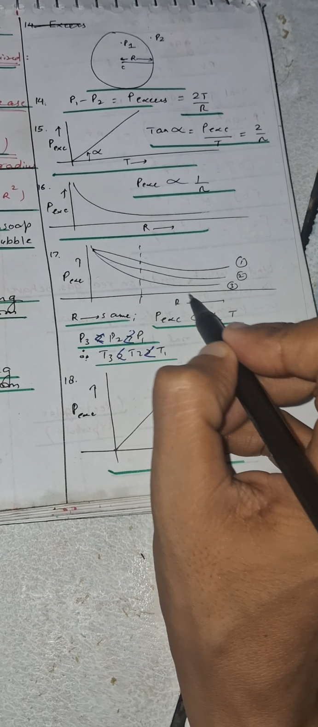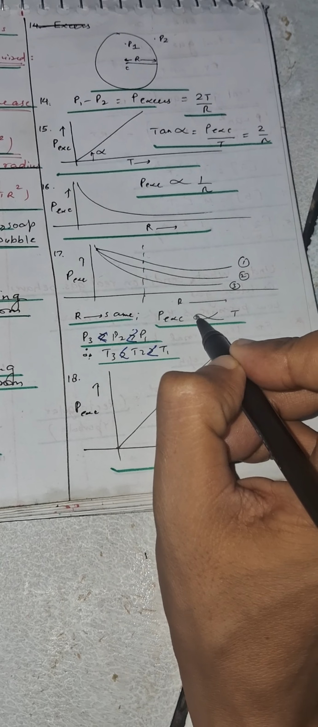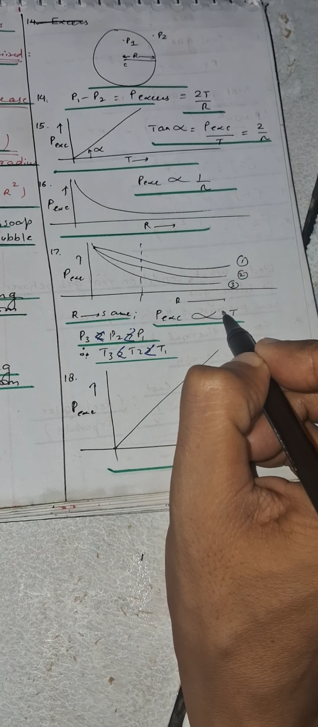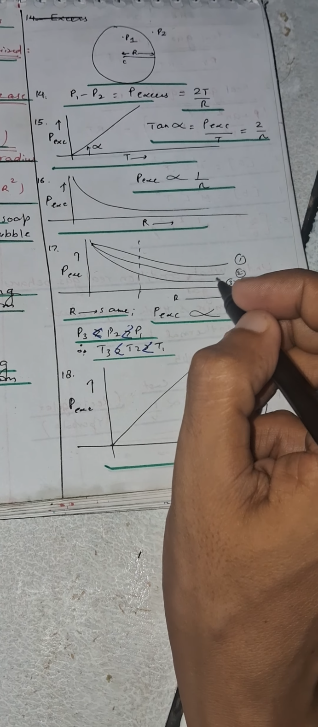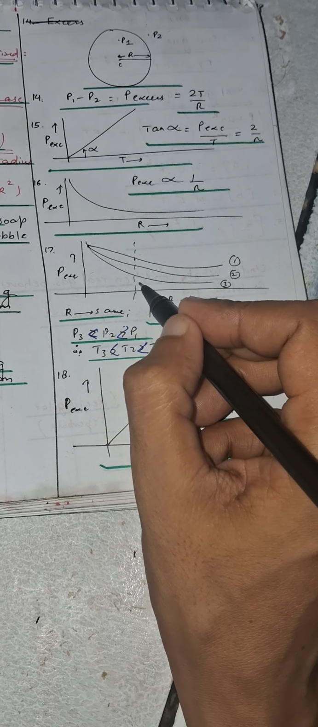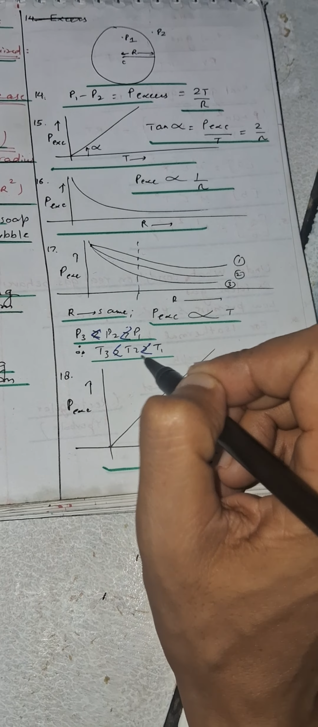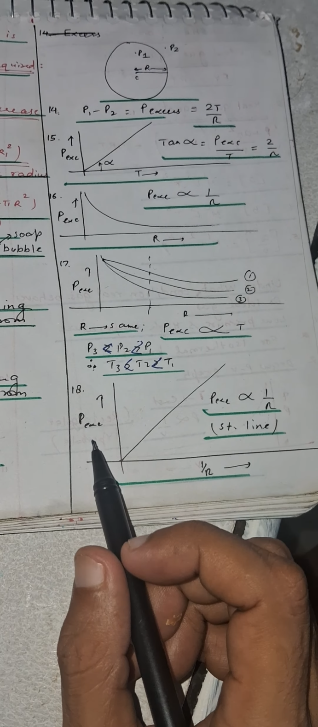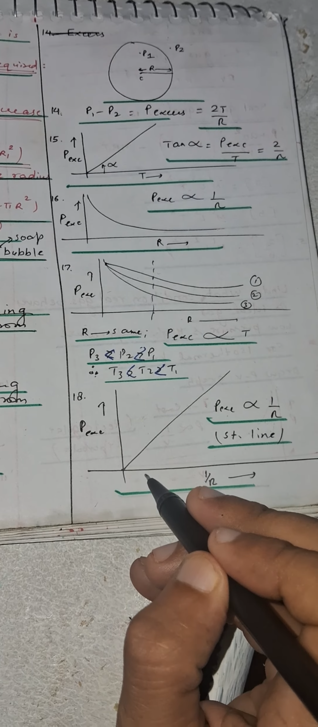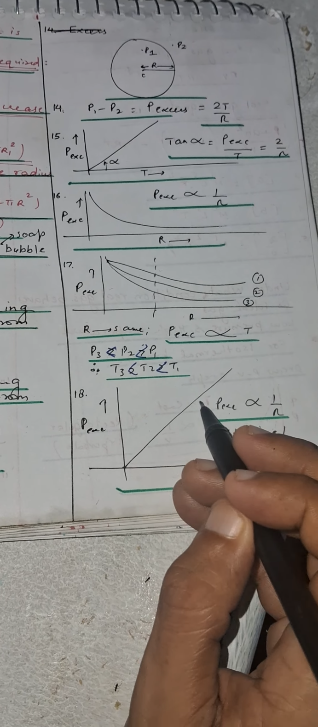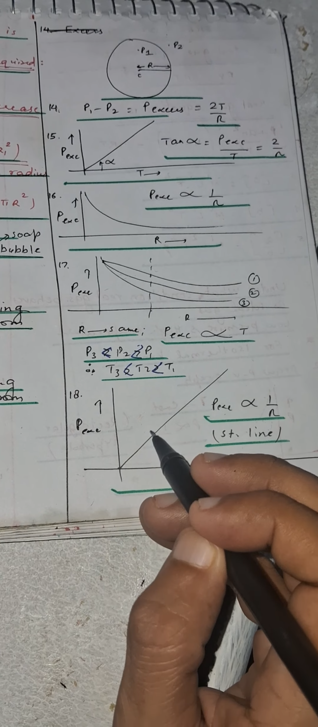Then if we have three different graphs like this, we can see that P excess is proportional to the surface tension. So from the graph we can analyze that P3 is less than P2, less than P1. So T3 will be less than T2, less than T1. Then we have a graph of P excess versus 1 by R. So take 1 by R as x, and the graph will be a straight line.